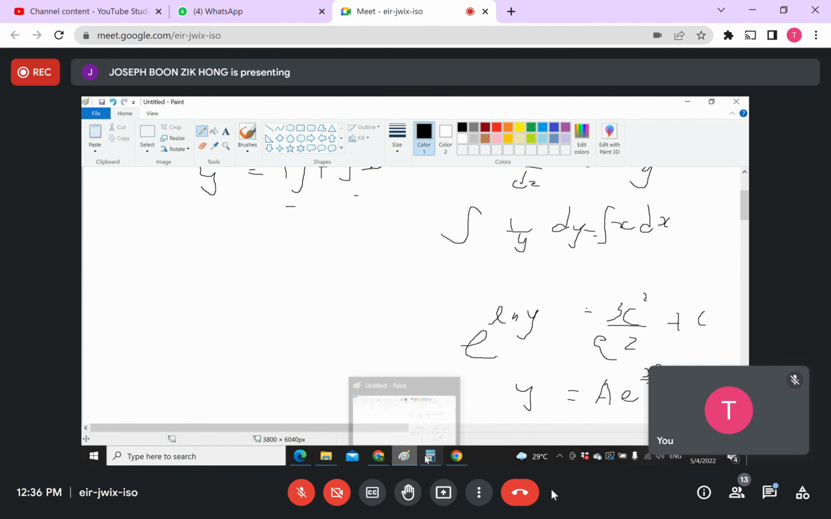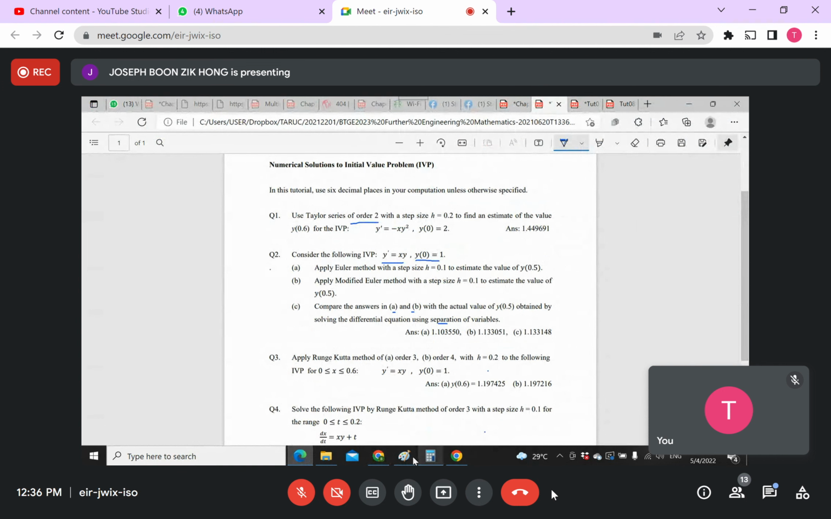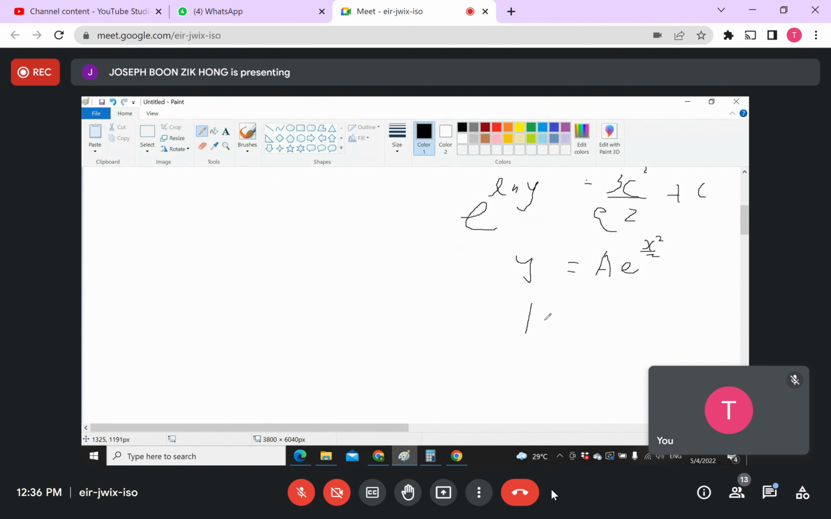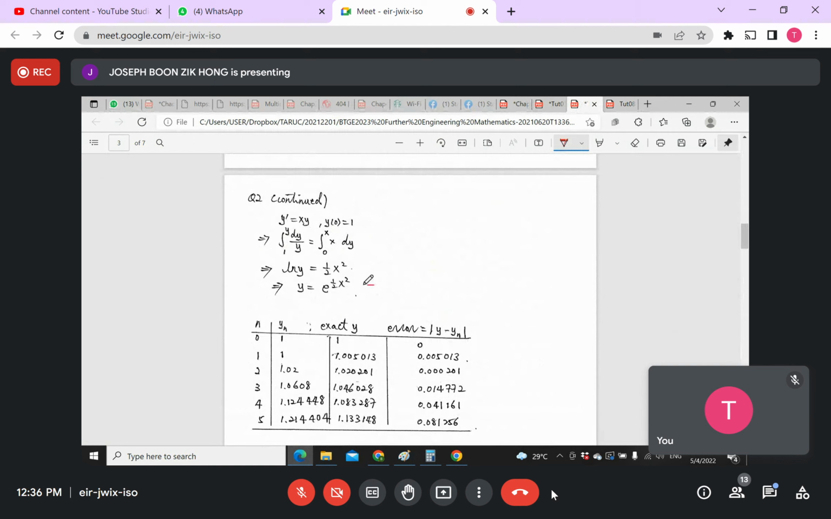Then by using the given y0 equal to 1, that means 1 equal to A, since e to the power of 0 is 1. So A is 1, and my equation is y equal to e to the x squared over 2. This one you should have learned before. So I just briefly go through. So y equal to e to the power of half x squared.